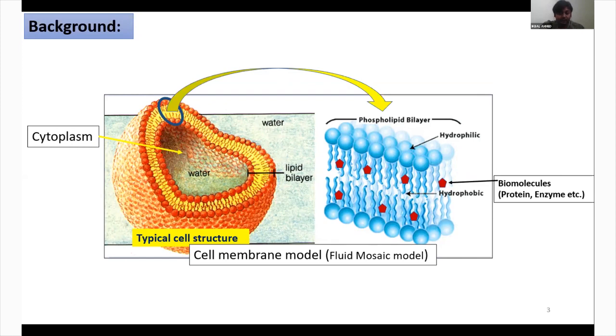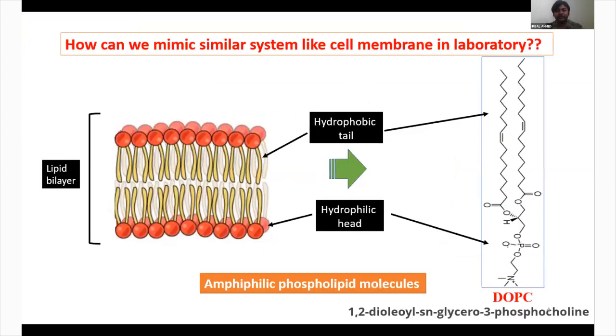So we are going to study how these other biomolecules interact with the cell membrane, and how we can use that knowledge and information for generating some drug delivery vehicle or to develop some biosensors. So the question is how we can mimic a similar system in our lab. Basically amphiphilic molecules provide us this opportunity to copy the cell membrane model in our laboratory.